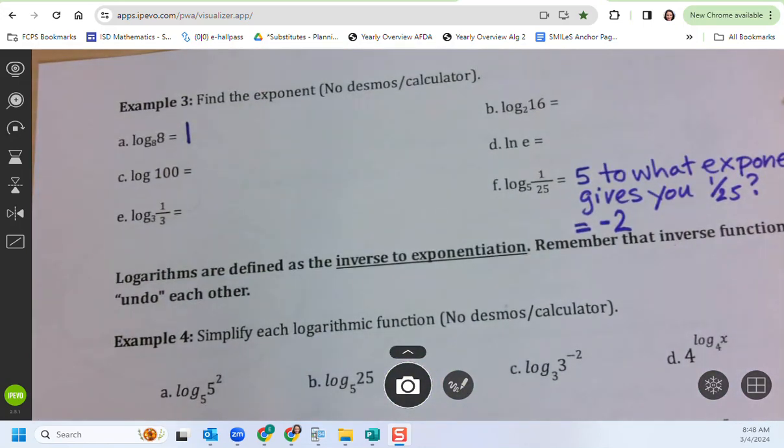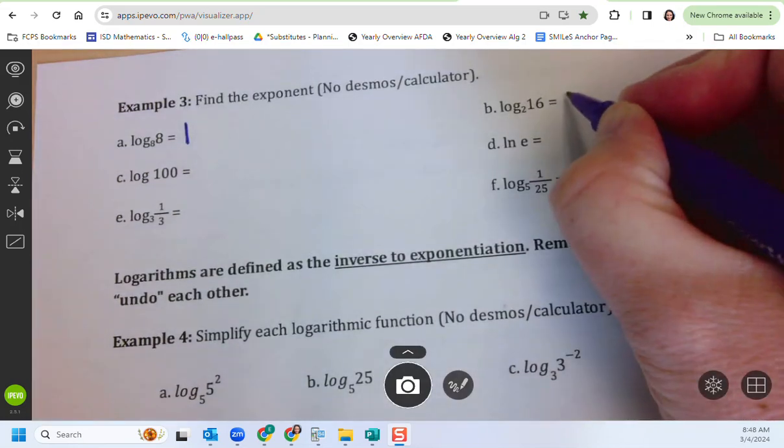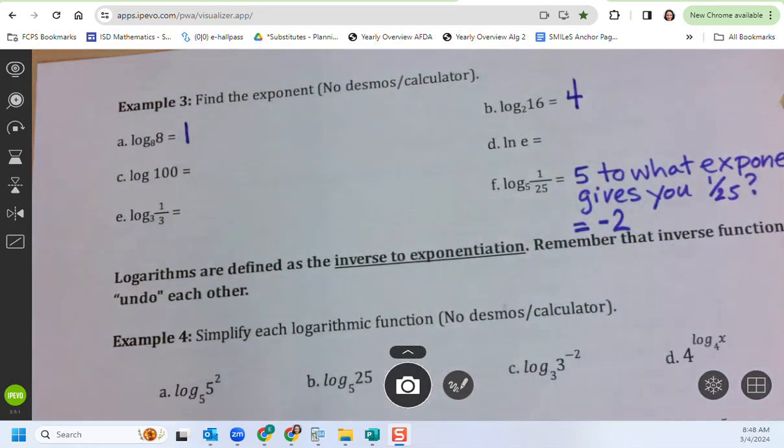All right, Antonio's group, which one do you want to give us, B or a different one? Which one do you guys want to tell us? So B is 2 to what exponent gives us 16? 4. So 2 times 2 is 4, times 2 is 8, times 2 is 16. That works. Thank you.